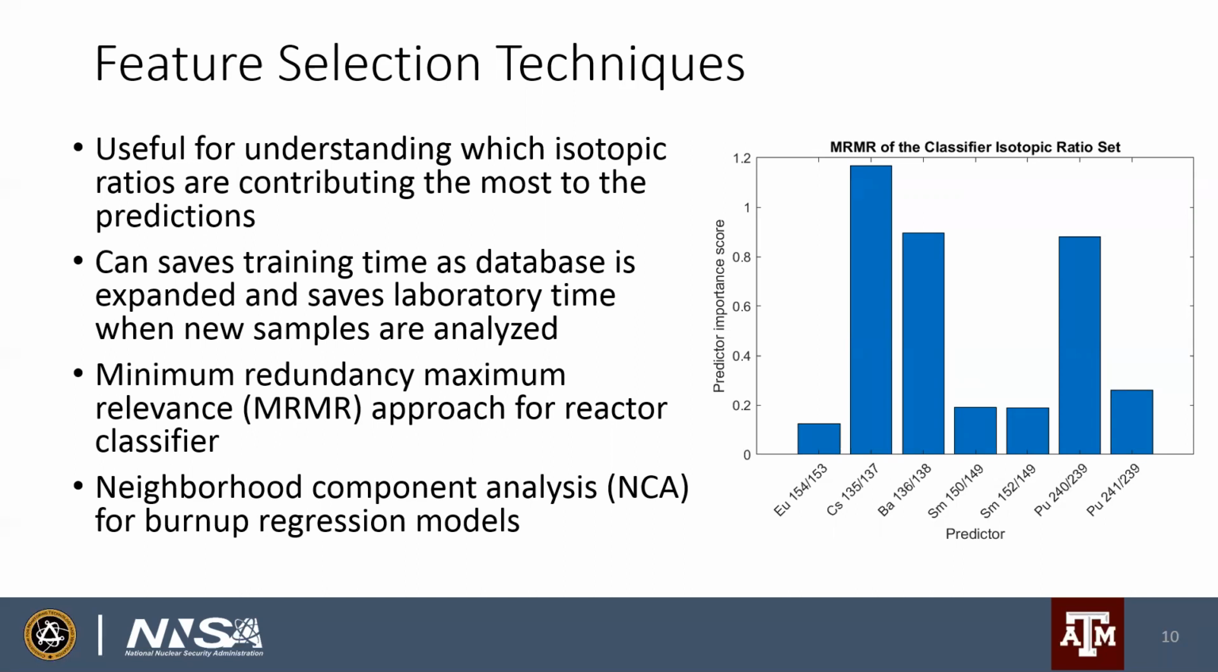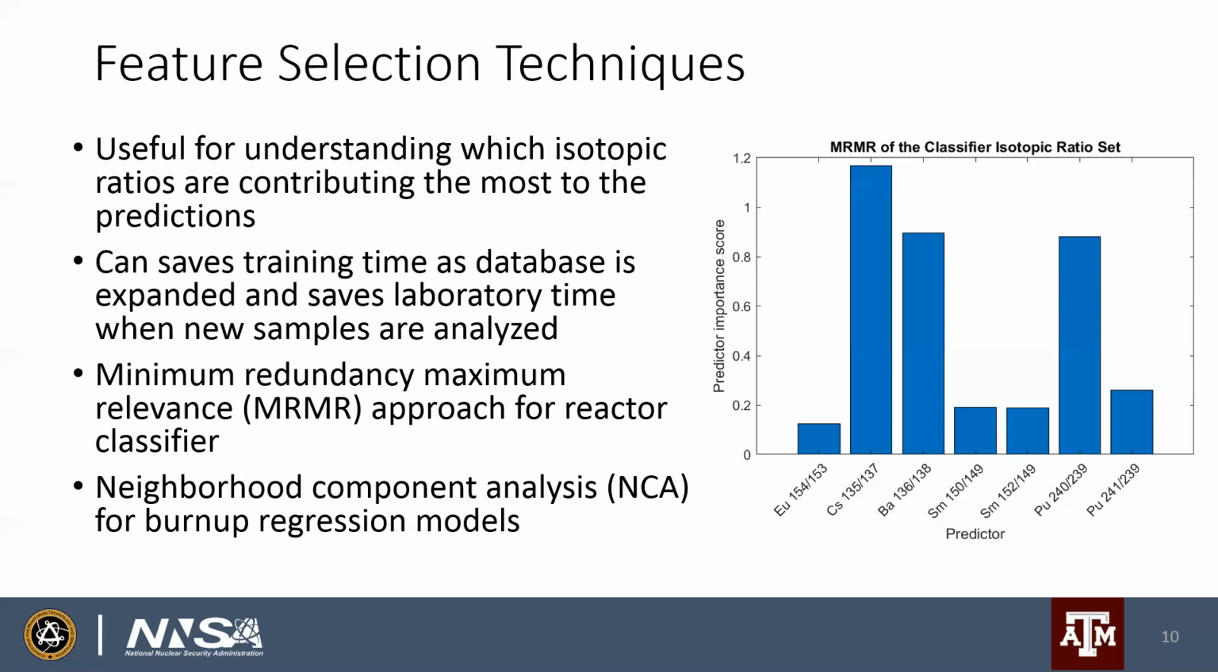So we're using a minimum redundancy, maximum relevance approach for the reactor classifier set, and you can see that on the right of this slide. The big takeaway is that the cesium ratio and the barium ratio, as well as the Pu 240 to 239 ratio, are proving to be the most important in discriminating between the reactor types.